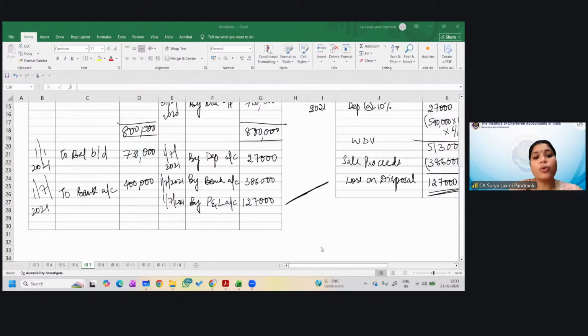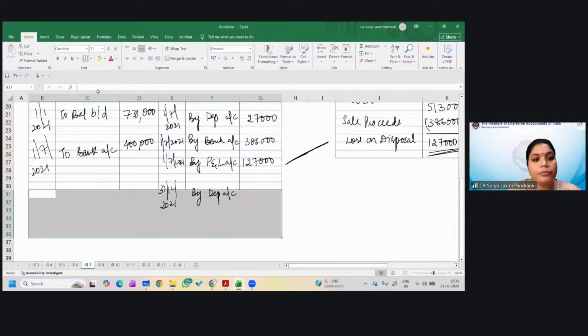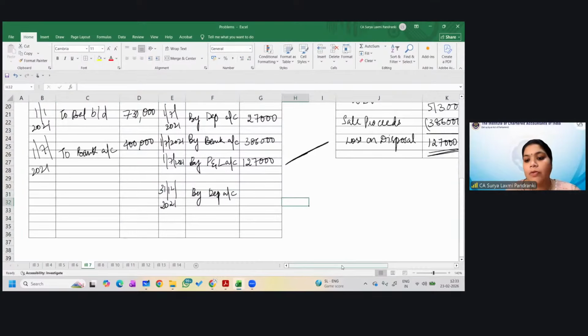This is on 1st July 2021, right? Now on 1st July 2021 only you purchased one more machinery for 4 lakhs, right? This is also recorded. Done. Now on 31st December, what will happen now? 31st December 2021, you have to record depreciation for 1 year. By depreciation account, we will record how much will be the depreciation.